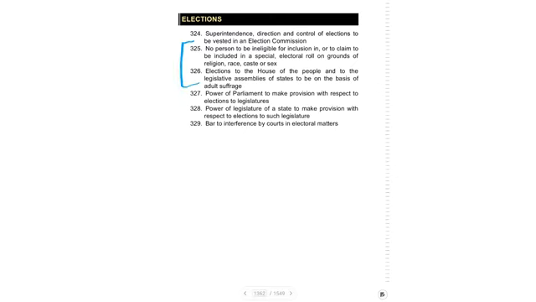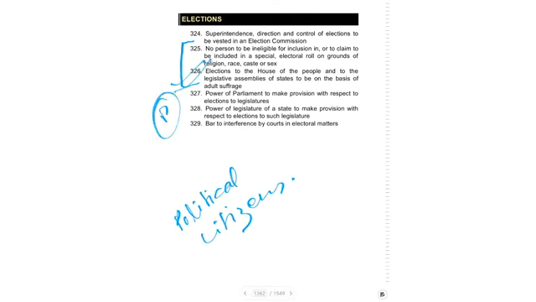325 and 326 are the special rights of the citizens. You can also say that political rights of the citizens. These are that, and 326 is very important from prelims perspective as it added the universal adult suffrage. That means you have right to vote. Every citizen of the state has right to vote if he or she is of the age of 18, so they can vote. So that's a universal adult suffrage that is added.